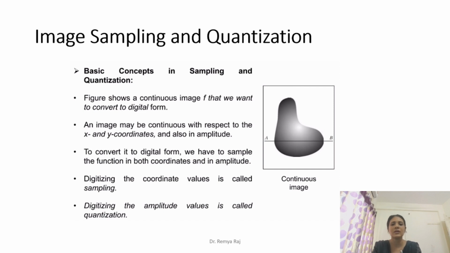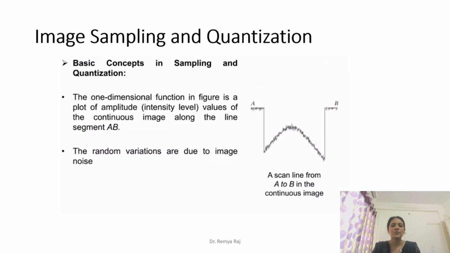The figure shows the continuous image. If we want to convert it into the digital domain, an image is continuous with respect to x and y coordinates, and also in amplitude. So digitization of the coordinate values is called what? Sampling, and digitization of the amplitude values is called quantization. For that you have to plot a line AB one-dimensionally. The random variations in the figure are due to noise.